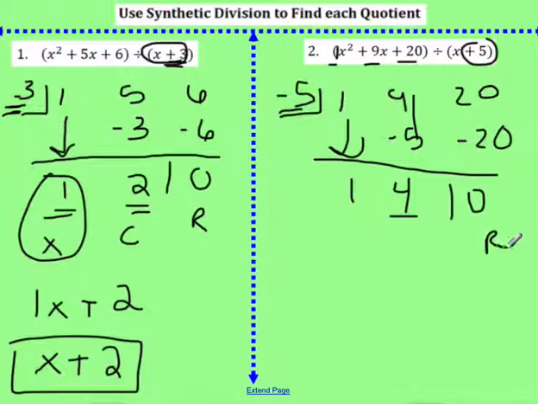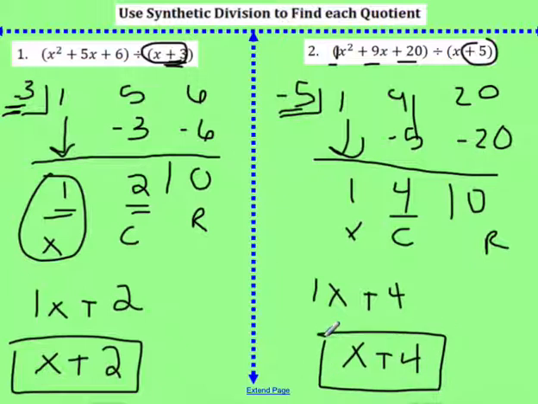So remember that this is your remainder, this is your constant, and this is your x term. So we have 1x plus 4, and since our remainder is 0, we don't have to write anything. So then the answer is x plus 4 for number 2.